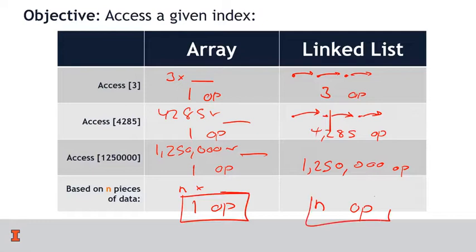So we say that no matter how many elements are in the array, we're always going to be able to access the nth element in what we're going to call big O of one time. On the other side, in a linked list, we're going to take n operations, so we're going to call this big O of n time. And big O is just a syntax that lets us know how the function grows in time complexity relative to the input.